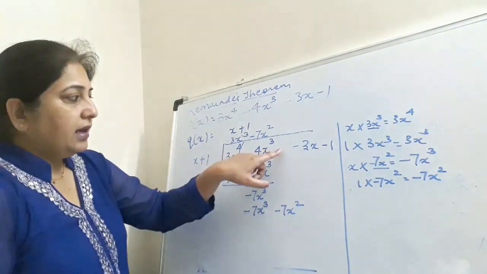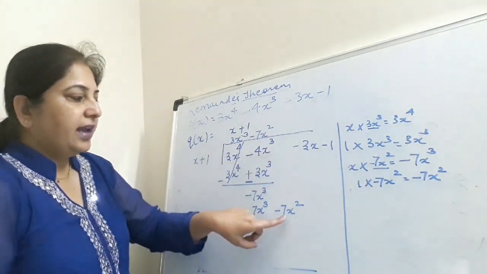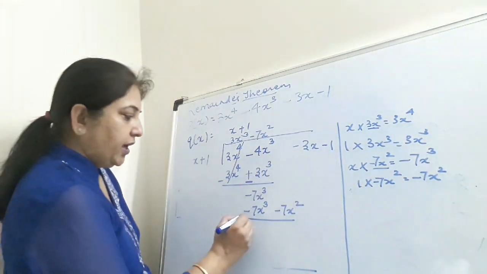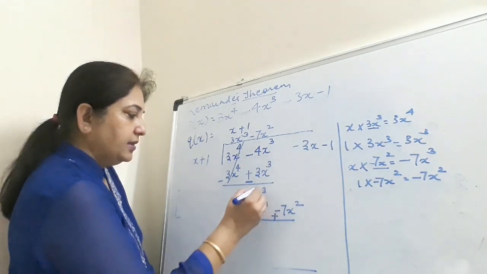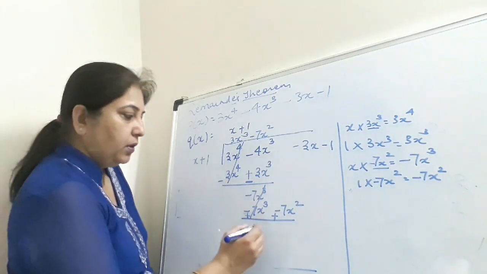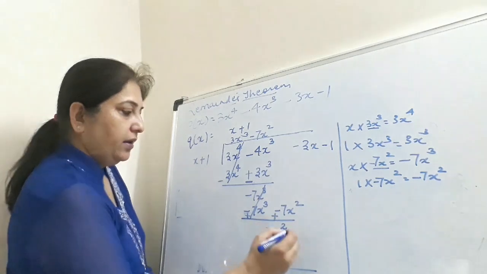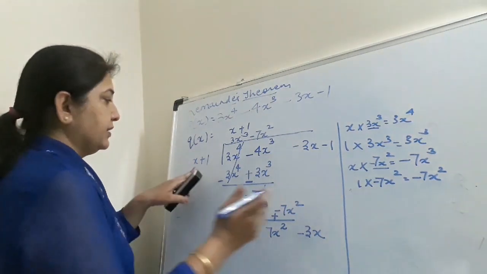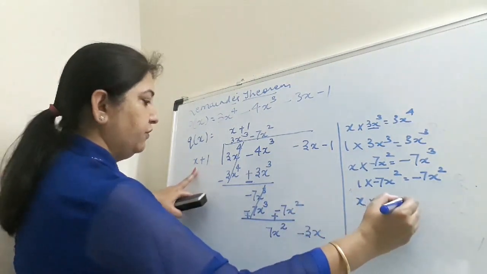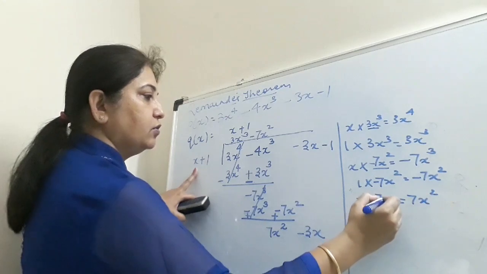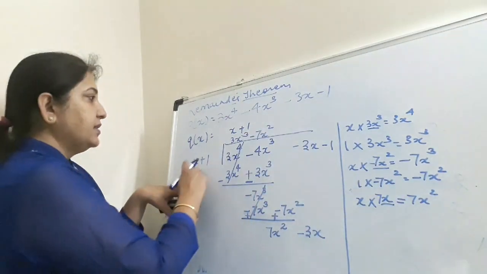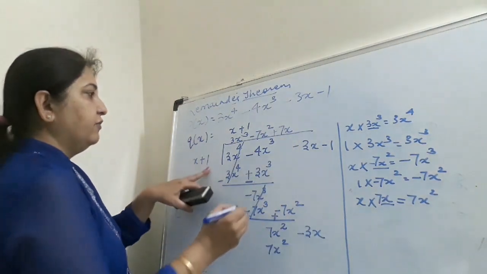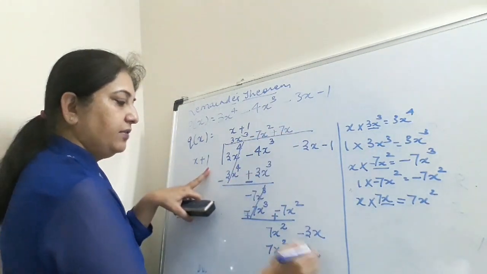You know why I left place here? I knew I will get some term in x square. Now I will draw a line, I will change the sign, and I will cancel this. Now I will copy 7x square minus 3x, okay? Next, x into dash will give you 7x square, so 7x. So x into 7x will give me 7x square, and 1 into 7x will give me 7x.